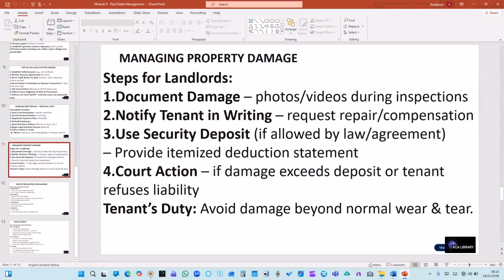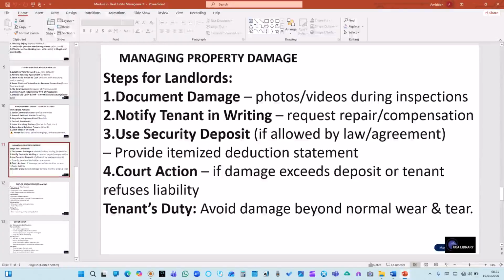Then let us look at managing property damage. Steps for landlords. Number one step for the landlord is to document the damage, maybe using photographs or video during inspection. The landlord has to document the damaged property. Then the next step is to notify the tenant in writing, that is, a request for repair or compensation. So the landlord will now notify the tenant in writing.